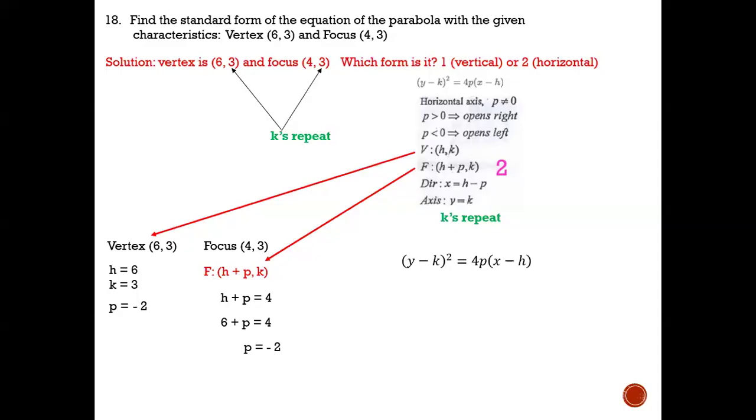Now we can plug it into our formula. So our formula is (y minus 3) squared is equal to 4 times -2 times (x minus 6). Let's clean this up a little bit. And our standard equation of the parabola is given by (y minus 3) squared is equal to -8 times (x minus 6). So you see here, also just to review visually our transformations, this graph got shifted 6 units to the right, 3 units up, excuse me. And it's given by a vertex, so it's positive (6, 3). Yes? All right. Let's do the next one.